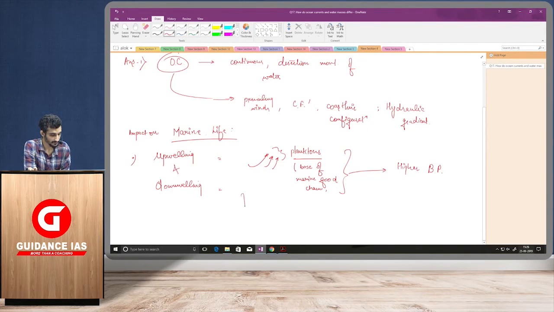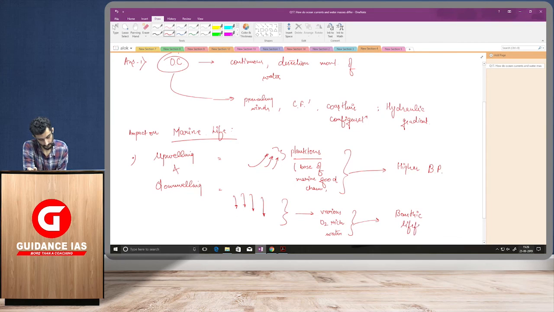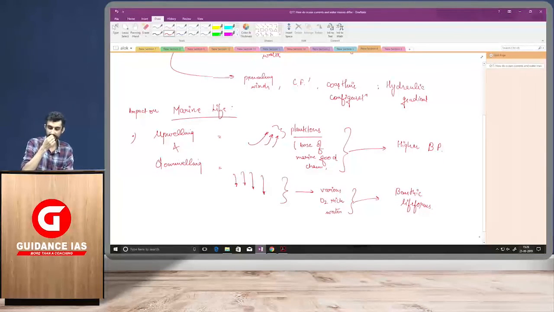Downwelling, what will it do? It will transport the oxygen rich water down, and thus it will be helpful for benthic life forms. So this can be specifically seen in this way.